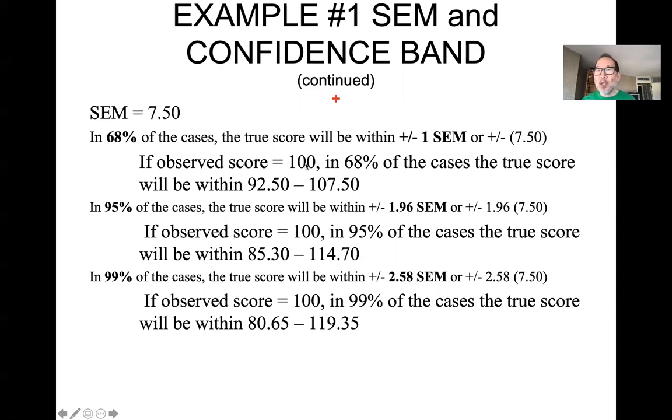So if the observed score is 100, Tommy scores 100, in 68% of all the possibilities of Tommy retaking the test, there's a 68% probability that he will fall between 92 and 107. If he were to retake it, his score would be as high as 100 plus 7.50, or 107.50, or as low as 100 minus 7.50, 92.50. So that's a big range, 92 to 107.